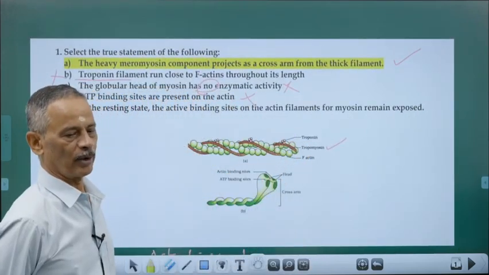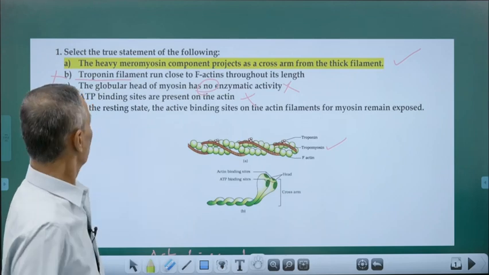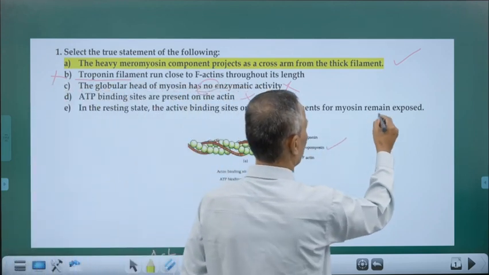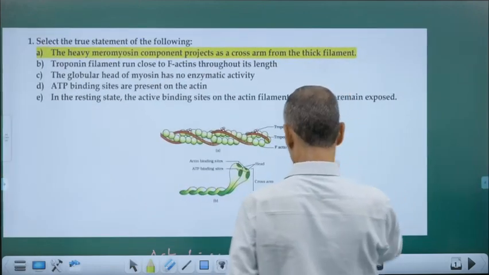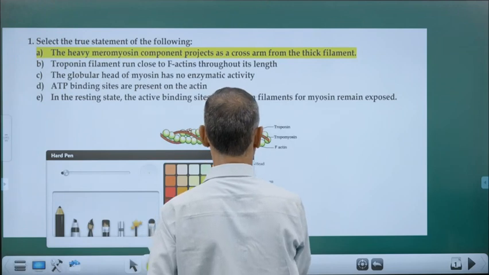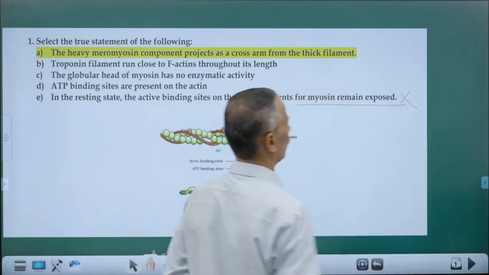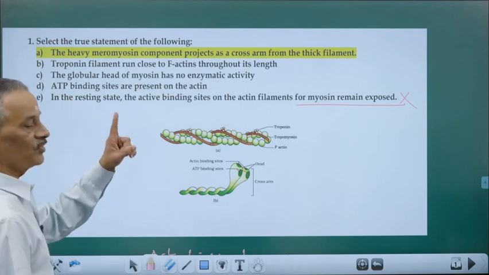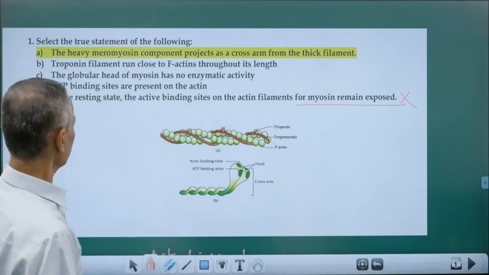Clear? So, in the resting state, the active binding sites on the actin filaments are completely remaining concealed. They are not at all exposed. So, that point is also wrong. So, only the first one is the correct one. Clear?